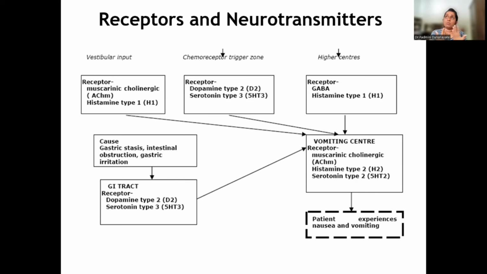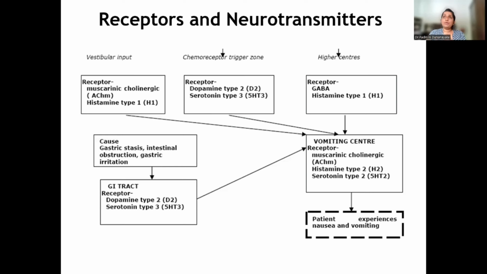Now, if you are talking about motion sickness, the drug which will inhibit or stop the vomiting caused by motion sickness is not applicable to vomiting caused by other causes. Okay, because their neurotransmitters and their receptors are different. Can you understand?